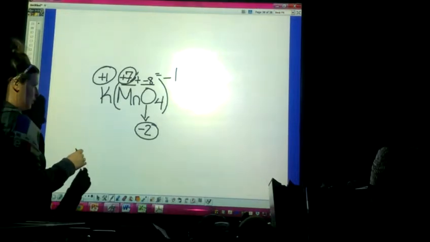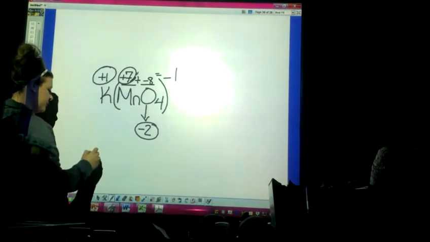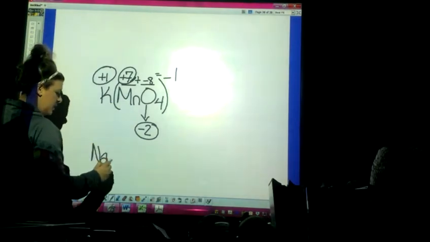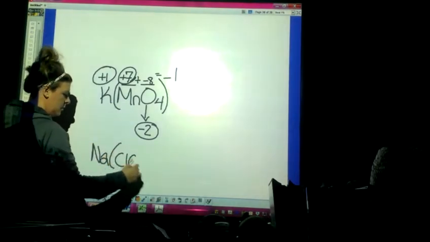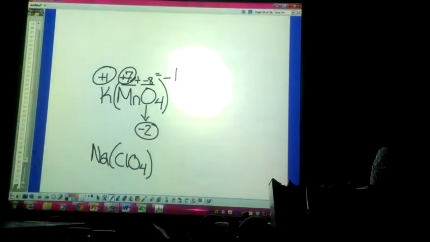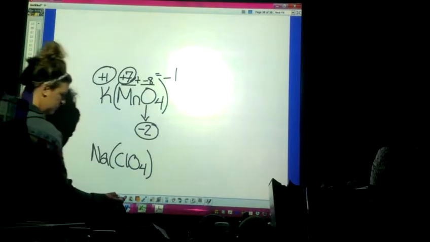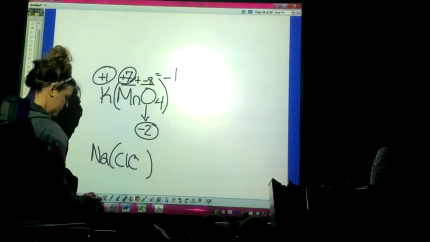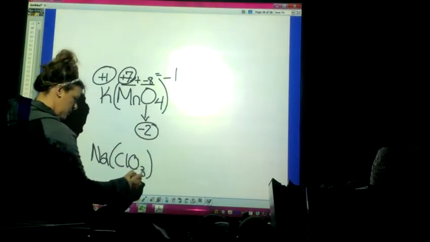Let's say that I give you, let's do another one, similar to this. Let's go sodium perchlorate. Let's look at that one. Actually, let's do just chlorate. I changed my mind. Okay.